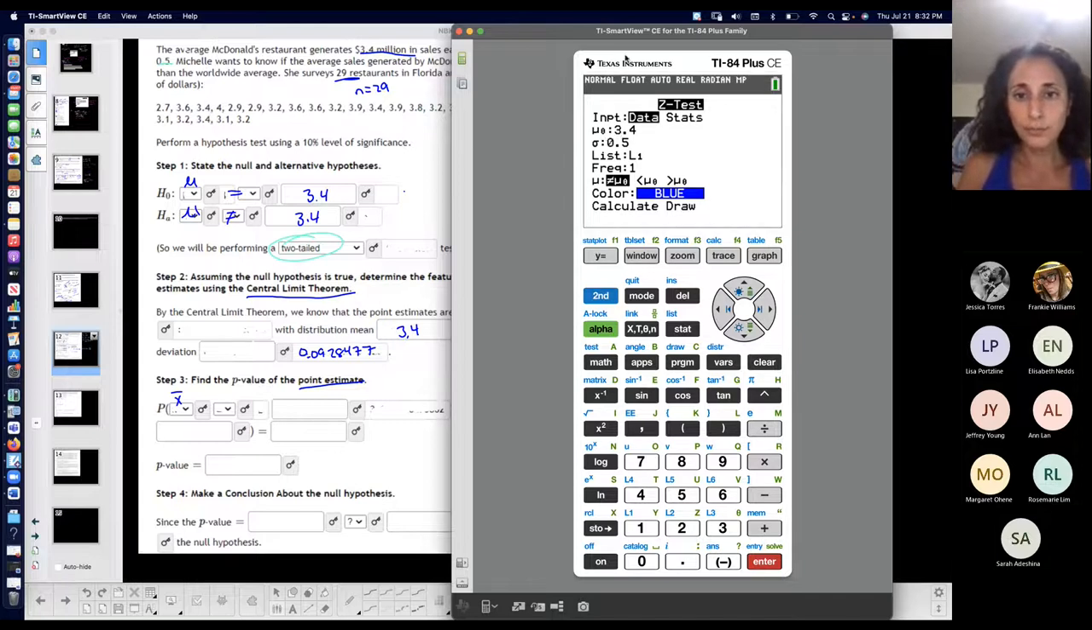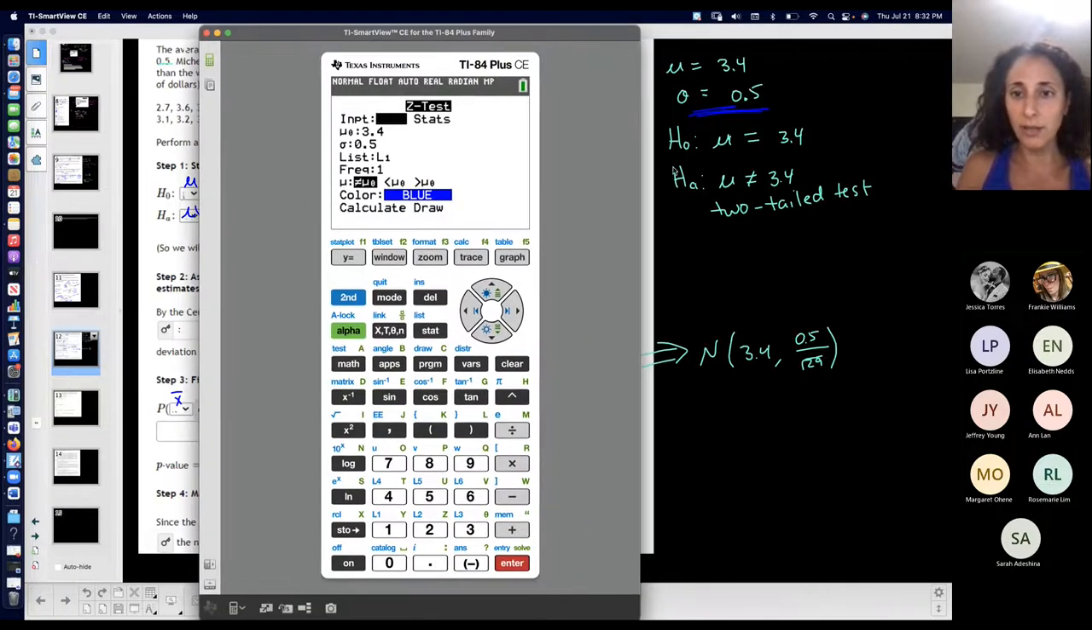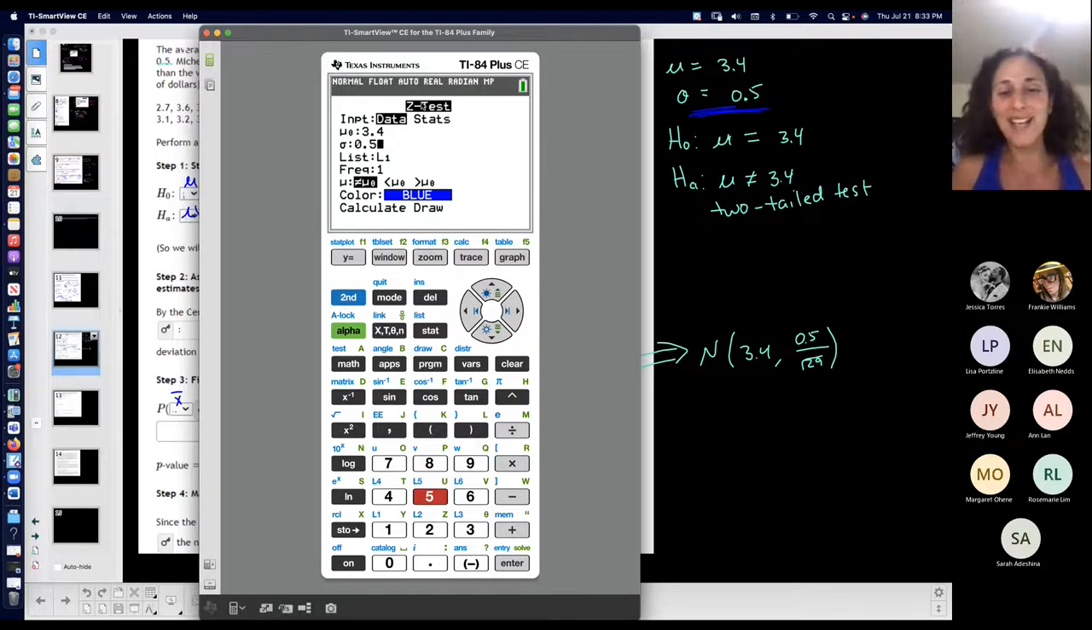Here we go, mu naught. So I'm going to need to look at my null and my alternative hypothesis for that, and that is going to be based on the claimed value, which is 3.4, I have it in here already. 3.4. My population standard deviation they gave me to be 0.5. And notice that if I use z-test, they always ask me for sigma. So it's a dead giveaway. My list was in L1. If you put it somewhere else, then press second and then whatever number corresponds to that list. So for me, second one for L1. Leave your frequency as one. You don't have to change that.